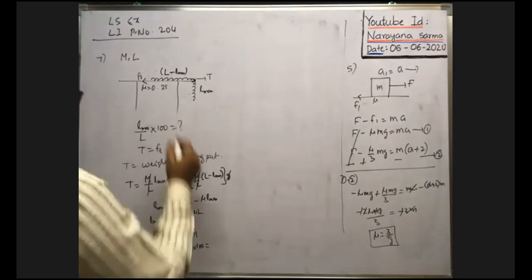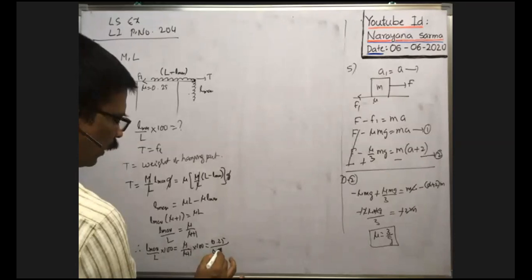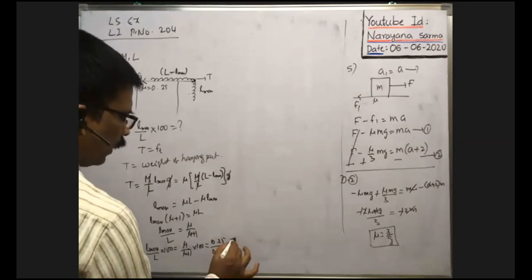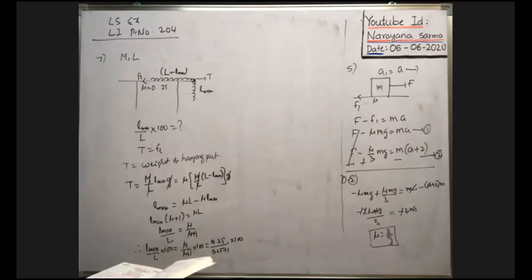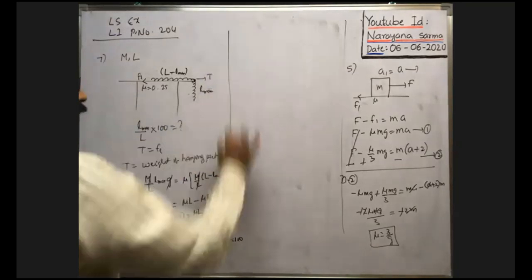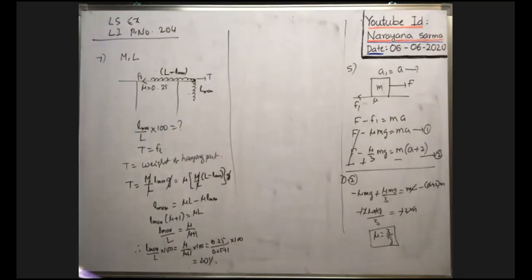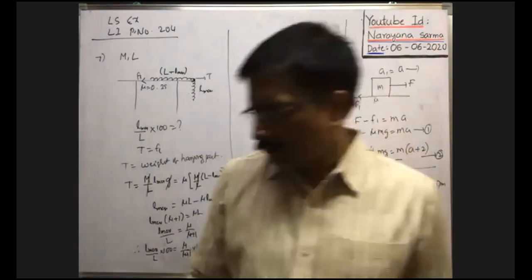Now you substitute the data: mu is 0.25, so 0.25 by 0.25 plus 1, into 100. When you simplify them, I think you will get 20%. So exactly 20% you will get. So this is the answer. I think some of the students got this answer also. Right, very good, Nana.